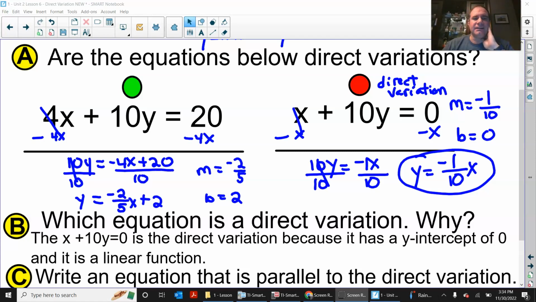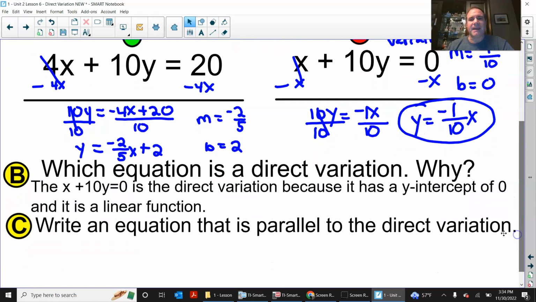And it is a linear function. Remember, it is not enough to have a y-intercept of 0. It has to be linear. So the way you figure out if it's linear is if it's in that y equals mx plus b format. It is a straight line, goes through the origin, direct variation.